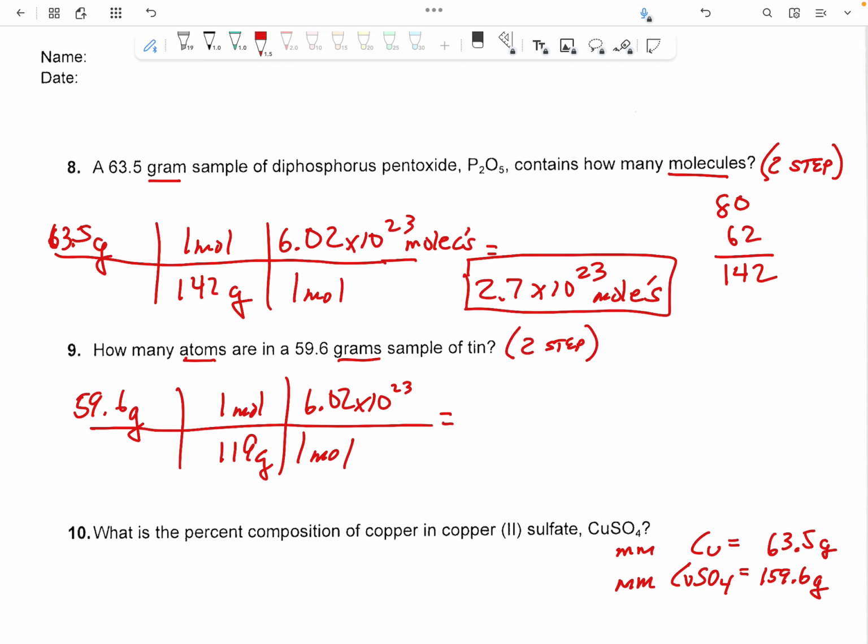Okay, so now it's 59.6 times 6.02 times 10 to the 23rd, and then divided by 119, and it's going to give us 3.02 times 10 to the 23rd atoms here in the boxed answer.